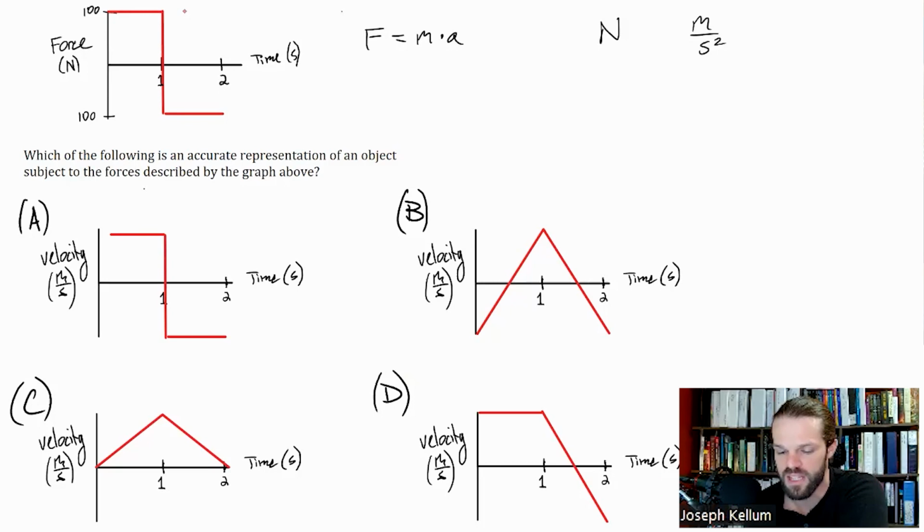If again we consider acceleration is constant and positive at the beginning of this, and then it becomes constant and negative at the end, then what you can say about velocity is that velocity has to be constantly increasing and then has to turn around and constantly decrease for the rest of the process. And so that matches graph B here. It also matches graph C.